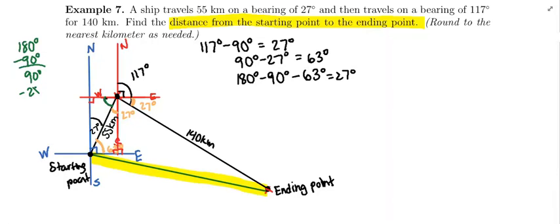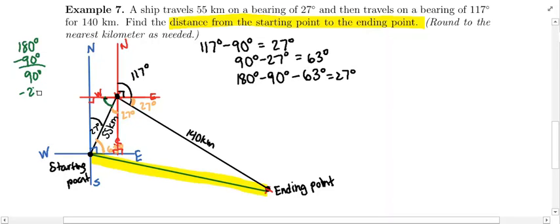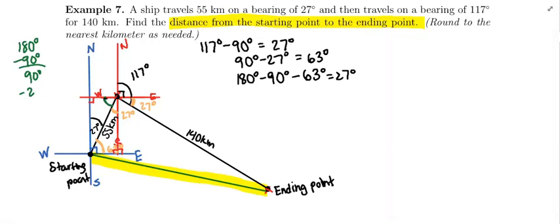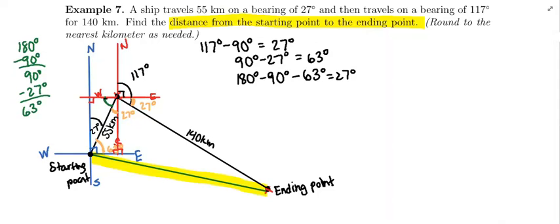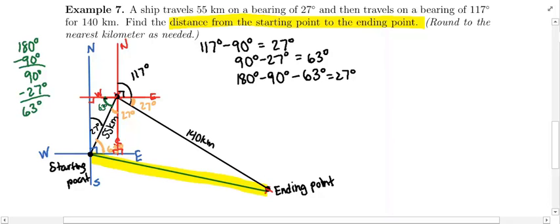Hold on. This stylus is just acting up. Give me a second. So we take the remaining 90 degrees. We take out the little black angle of 27 degrees. That's going to leave me with 63 degrees right here. So this is going to be 63 degrees.